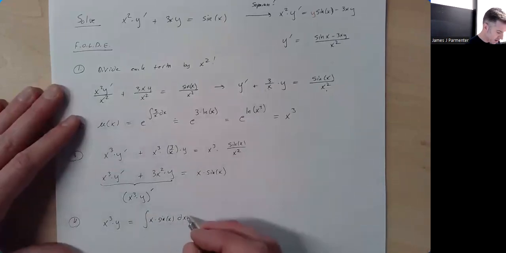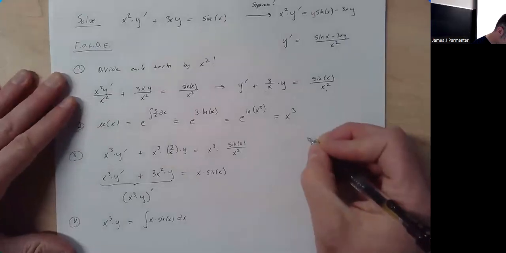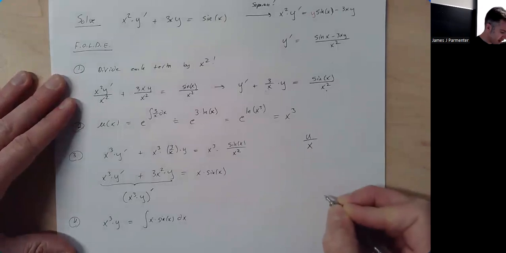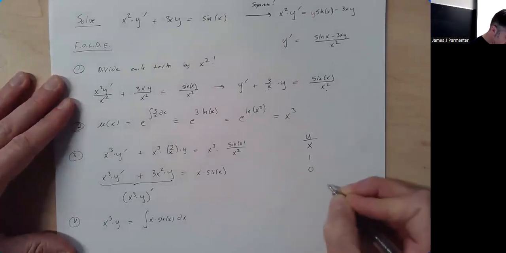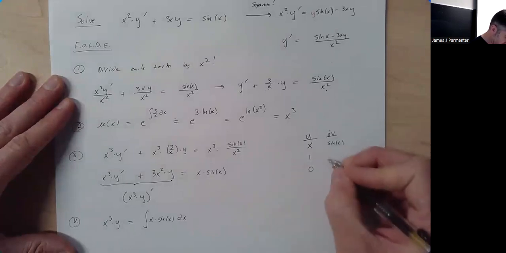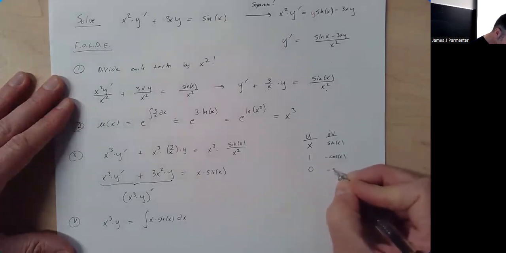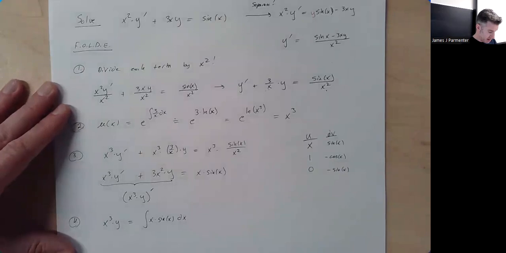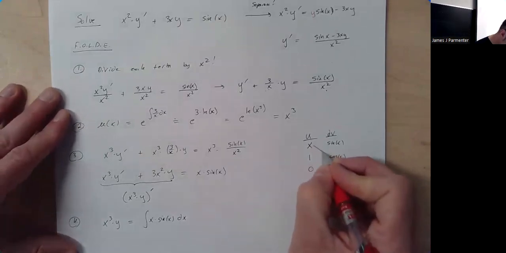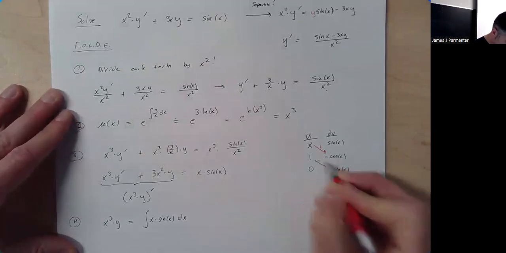So if you want to do tabular, it has to be x to a power times sine or cosine or e to the x, because those are the ones that are kind of cyclical. So I could do it tabular by saying my u is going to be x, and then finding all the derivatives. And my dv is going to be sine of x, and then find all the antiderivatives. The antiderivative is negative cosine. The antiderivative is negative sine. And then my antiderivative is going to be plus x times negative cosine x minus 1 times negative sine of x.